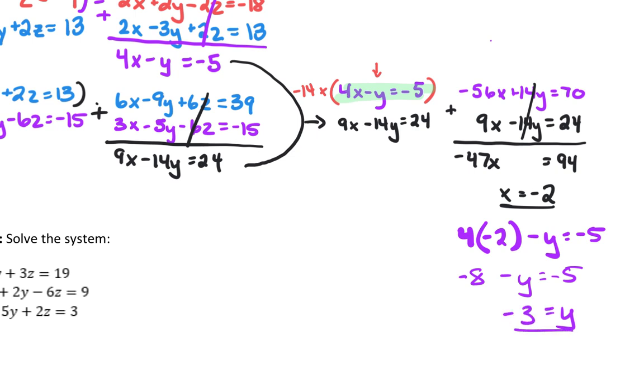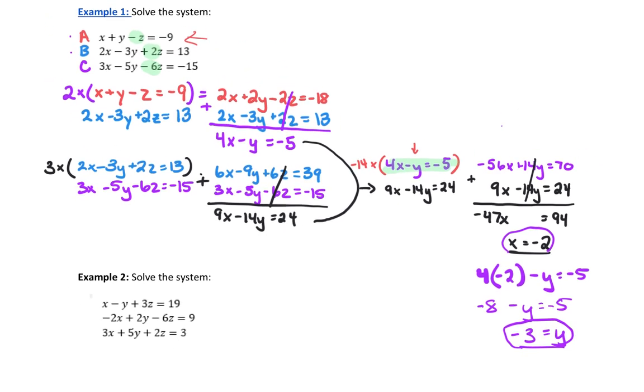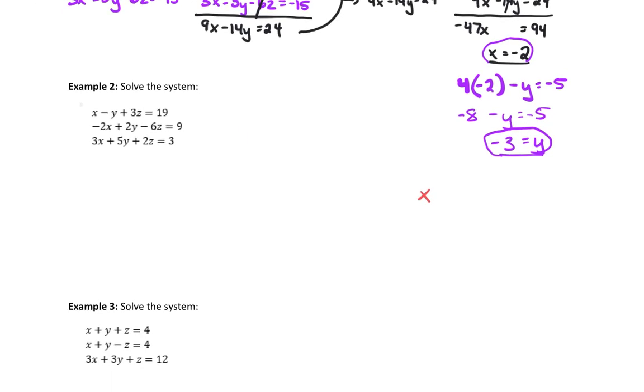Okay, so we have x and y. So now the only one we need is z. So to do that, we go back to one of the original equations. You can pick whichever one you want. I'm going to go ahead, I don't know, I'm going to pick A. Seems like it's the least amount of work. So I'm going to go ahead and copy that down. I'm going to go ahead and plug those values in. Negative 2 minus 3 minus z is negative 9. So we end up with, I'm going to move the z over here, and I'm going to add the 9 to the other side. And z is equal to 4.